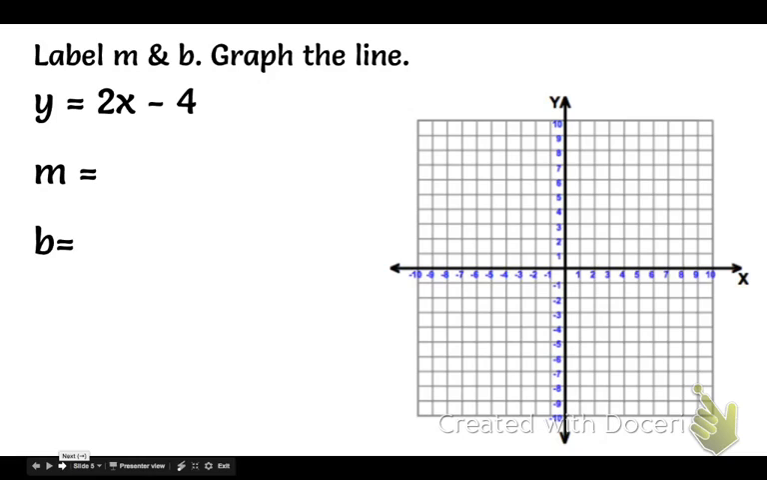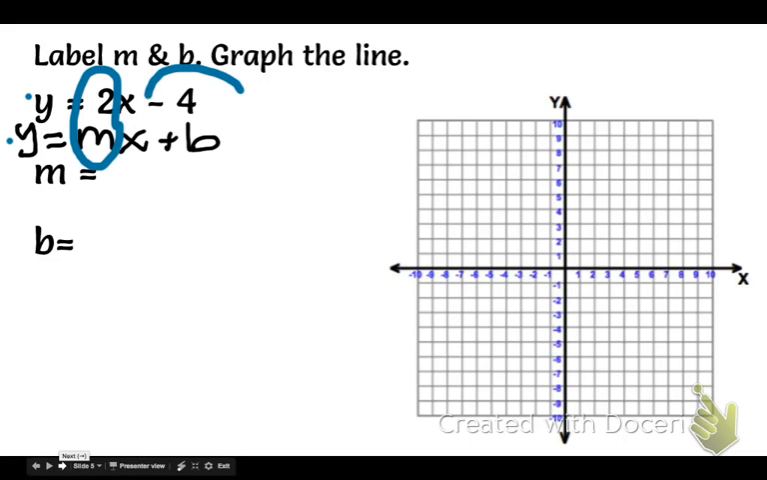All right, on your sheet of graph paper and in your notebook, jot down this equation: y equals 2x minus 4. Underneath this equation, I'm going to remind you that slope-intercept form looks like this: y equals mx plus b. When we look at this form, it should be easy to point out that y is by itself on one side of the equation, right here. m is the coefficient of x, that's going to be my slope, and b is the constant that's by itself. In this case, it's after x. So my slope is 2.